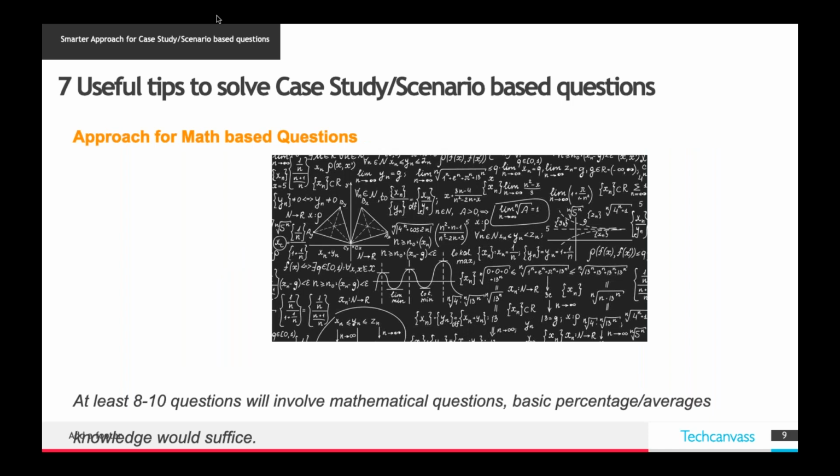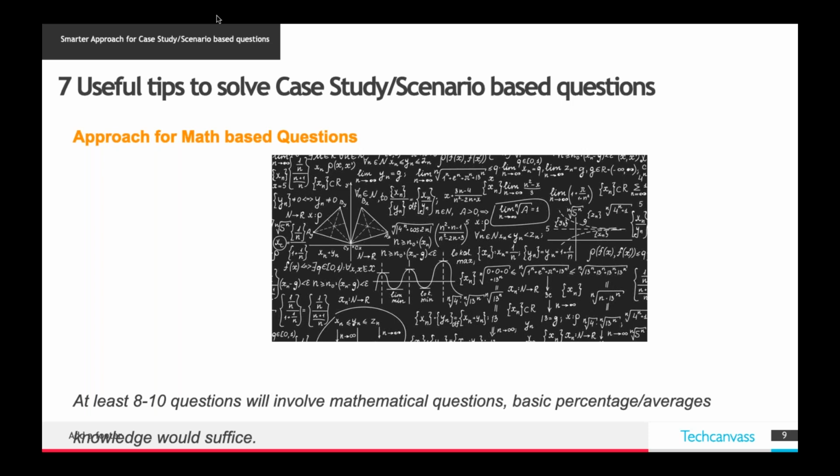The third tip for you: mathematics questions. The very moment we see mathematical questions, we feel it's the most dreadful topic for many. We don't like to do calculations. But IIBA knows that we are business analysts, so it has provided you an online calculator, and the basics of addition, subtraction, percentage, and sometimes averages are what you need to know to solve those questions.